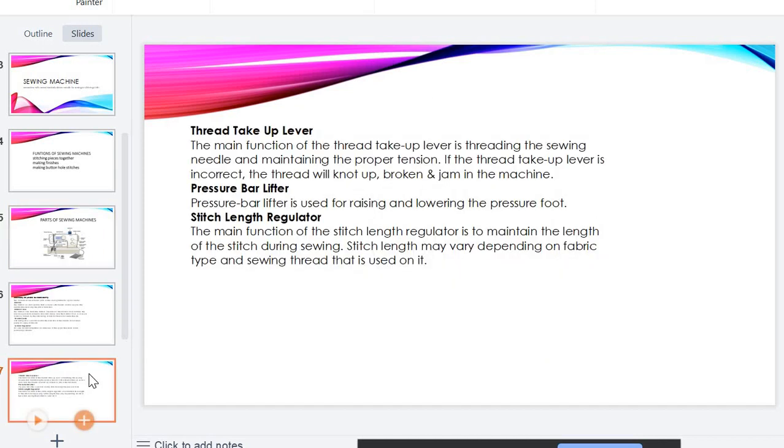Then we are going to talk about the next one, stitch length regulator. Every machine has a regulator to be able to regulate the size of the stitches that one wants. That means that if you want to use machine stitches, you cannot use a bigger stitch length. The stitches have to be small, because the cloth that needs to be stitched needs to be tightly held.